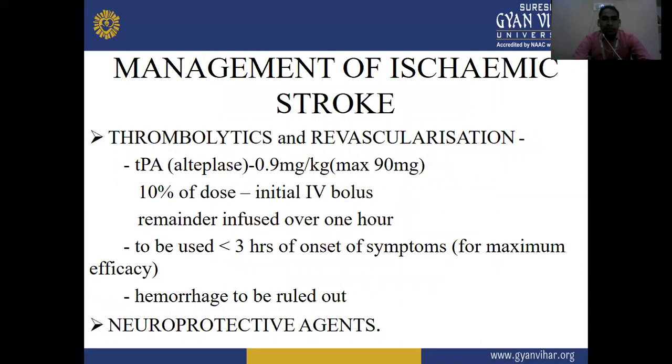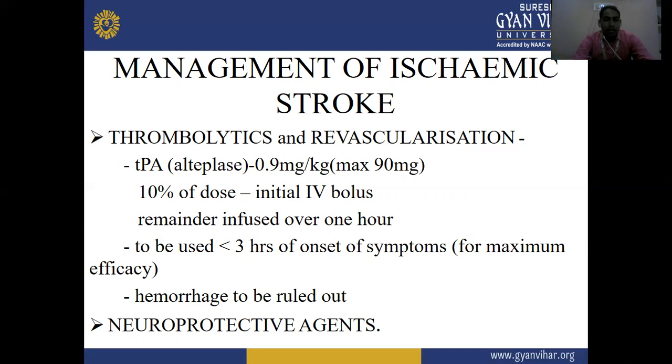Management of ischemic stroke, like thrombolytic and revascularization. Thrombolytic and revascularization, TPA, tissue plasminogen activator like Alteplase 0.9 mg per kg, maximum 90 mg, with 10% of the dose as initial IV bolus and the remainder infused over 1 hour, to be used less than 3 hours from onset of symptoms for maximum efficacy.